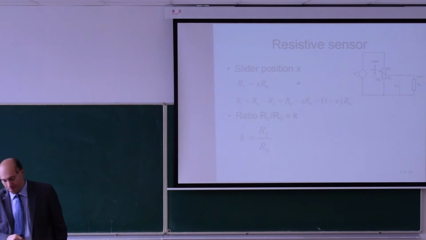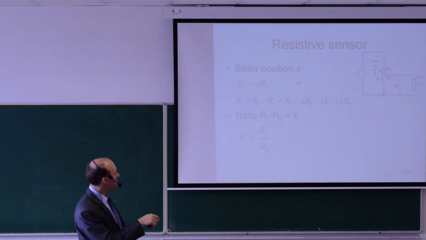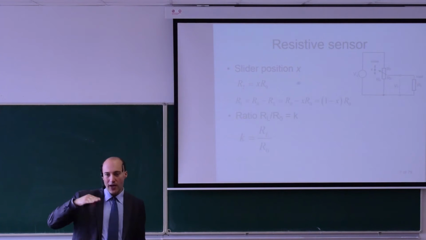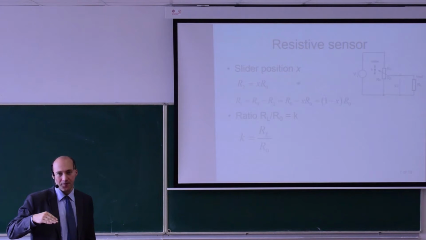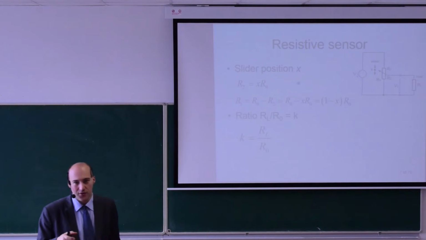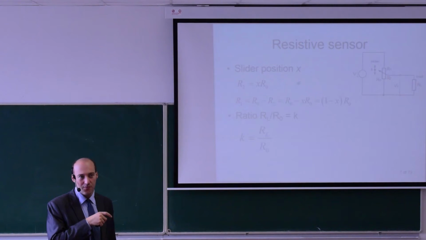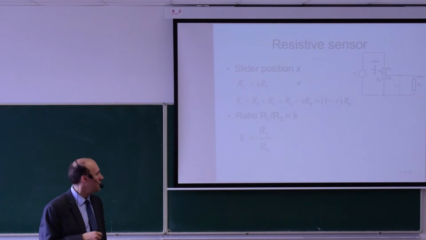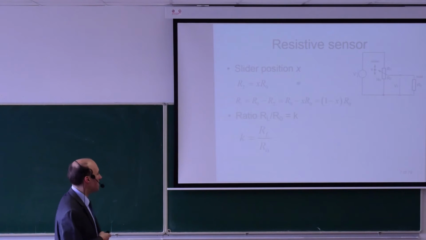So let's define that the slider is moving from the bottom part to the top part, and that if it's all the way down, it will be in position 0, and if it's all the way up, it will be in position 1. This will allow us to compare other sensors. We will eliminate the dependence on the resistance and on the position, and we will be able to plot all the sensors in a single chart.